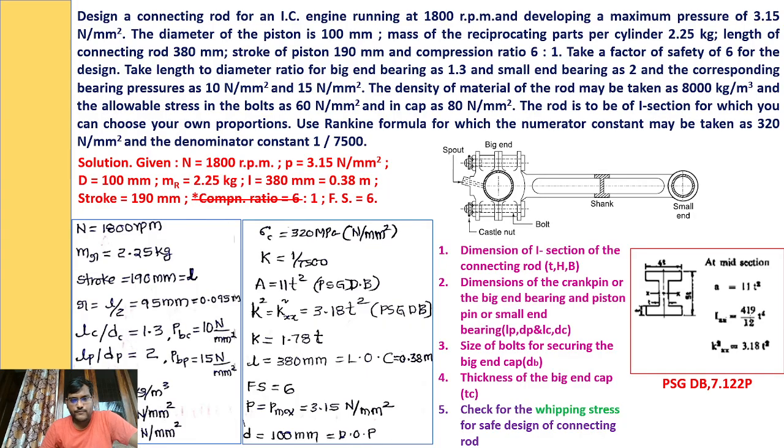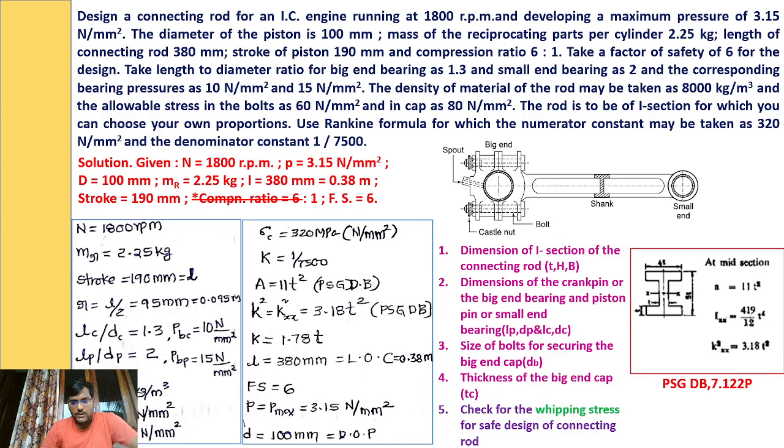Next one, size of the bolts for securing the big end cap. Here, this is the bolt. You have to find the size of the bolts, that is the diameter of the bolt. You have to find that one. Next, the fourth one. This is the big end cap. Here, the big end cap is joined by the two bolts. Here, you have to find the thickness of the big end cap.